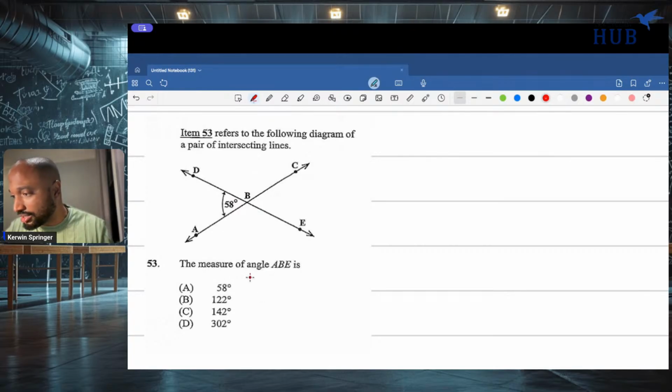The measure of angle ABE, like 3 marks, right? So 58, 122. I've seen this question a lot as well. So also a popular question.